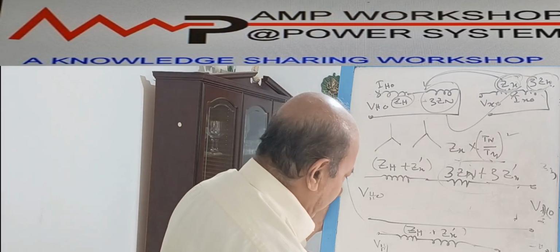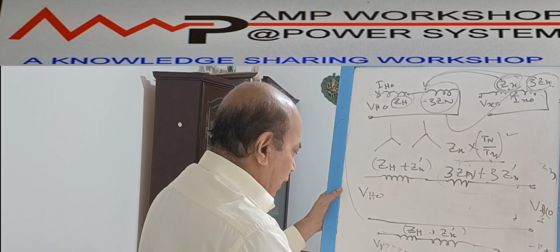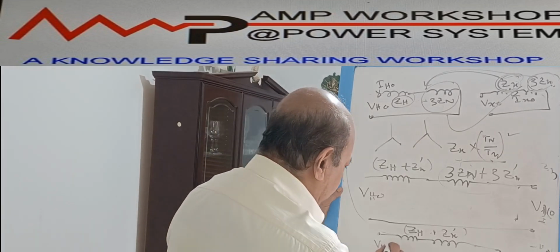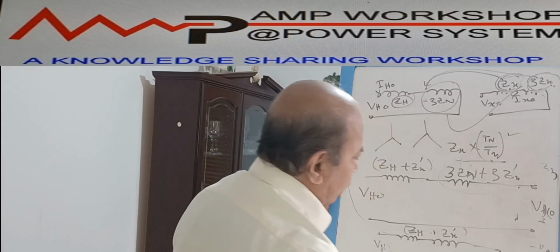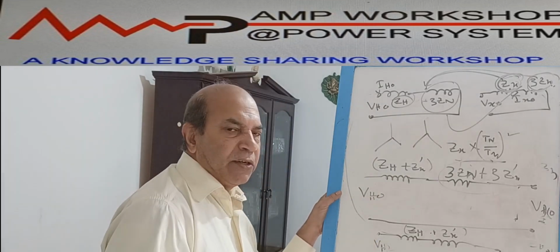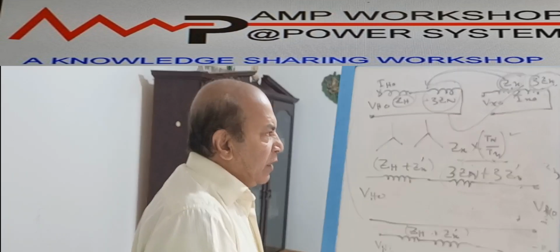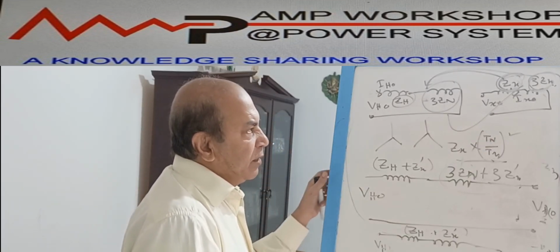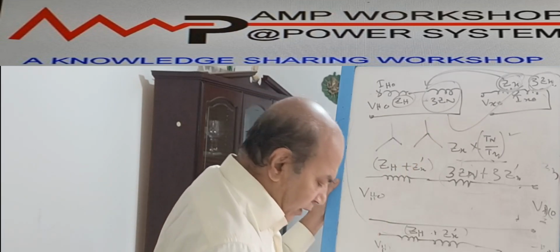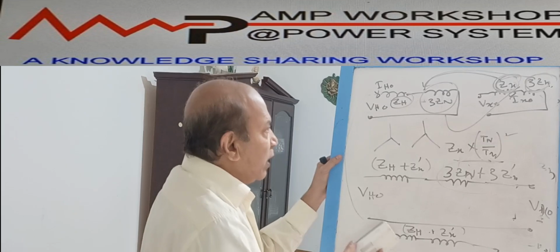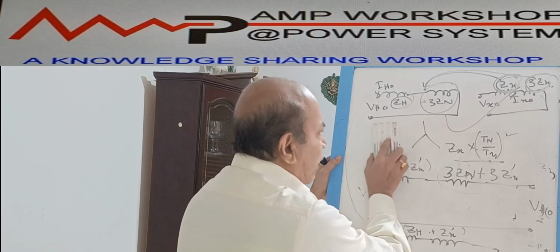Similarly, the negative sequence network will be similar. Only here it will be VA2, here will be VX2. So this will be the negative sequence network. So this way we can determine the positive sequence network, zero sequence network and negative sequence network for the star-star connected transformer. Similarly, if I go to the delta-delta connected transformer, then what will happen?